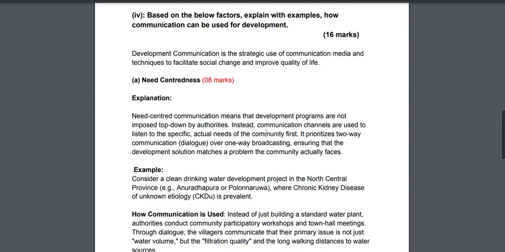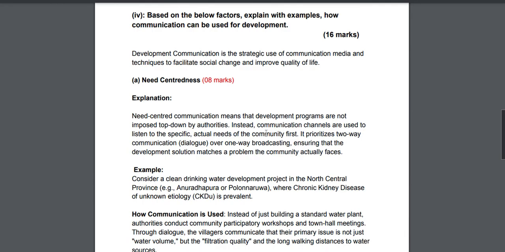Okay, so here it has mentioned based on the below factors. These are the two factors. Explain with examples. You have to explain that, and also you have to use examples of how communication can be used for development, how you can use this communication for the development purpose. So first I have mentioned a small introduction. Development communication is the strategic use of communication media and techniques to facilitate social change and improve quality of life.